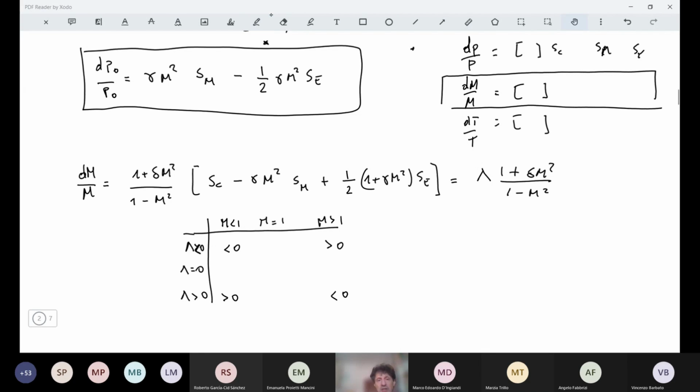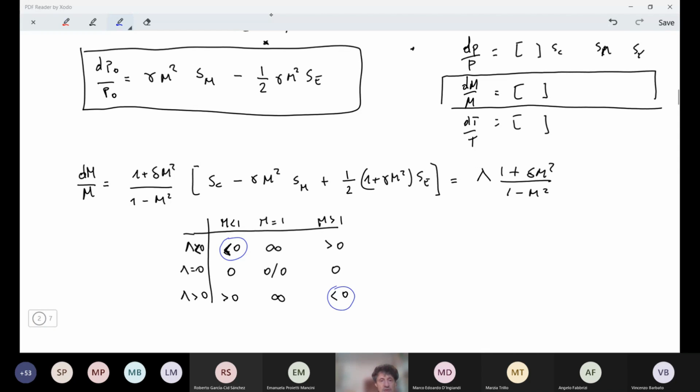When lambda is equal to 0, we have that this is 0 here and here. Whereas when Mach number is equal to 1, we have that 0 is at the denominator. So we have, let's say, infinity here, and here we have the form 0 over 0. So we can say that we have similar conditions when lambda is less than 0 and M less than 1, or both positive. So if they are both positive or both negative, we can identify something like this pair and also this other pair.